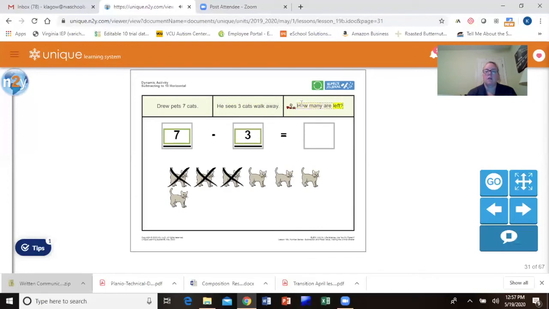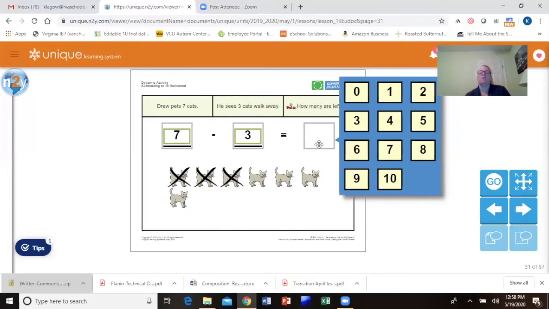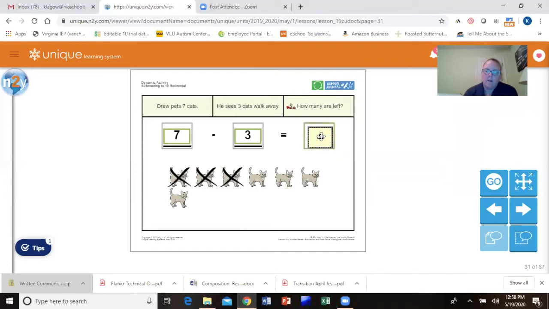How many are left? All right, count how many are left. Let's count together. 1, 2, 3, 4. Who can find the number 4 over here? Point to it. There's that number 4. 7 take away 3 equals 4. And we took away 3 because 3 cats walked away.